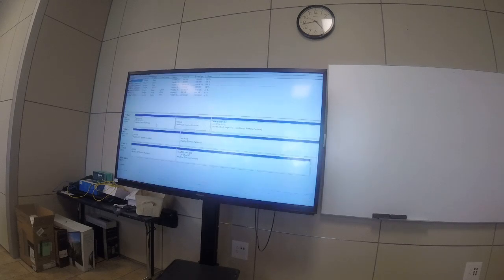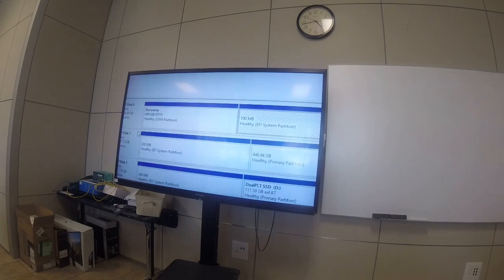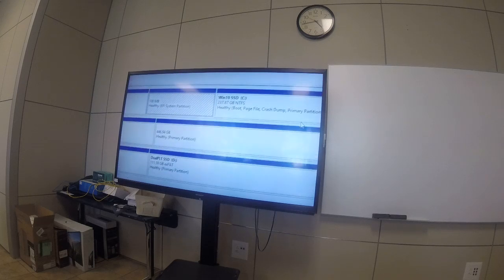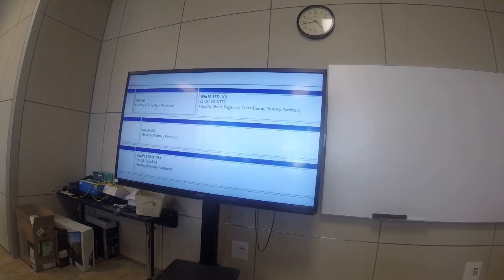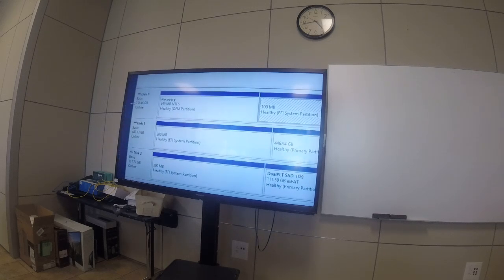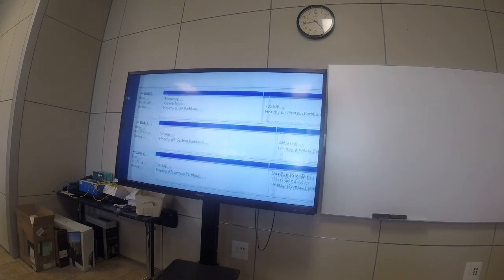So I'm back on the HP. Is my Windows boot disk legacy boot or UEFI boot? UEFI. How do you know? Because of the EFI right there. Go to the left. It's the UEFI. Because of this.